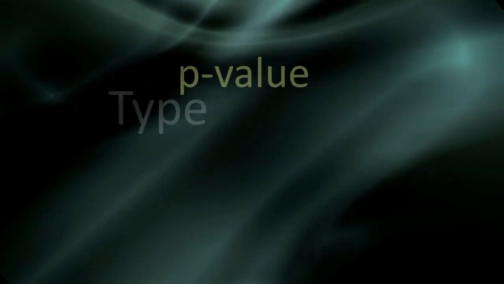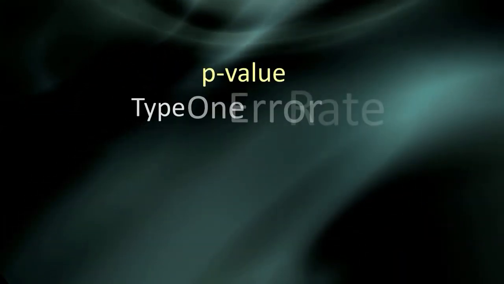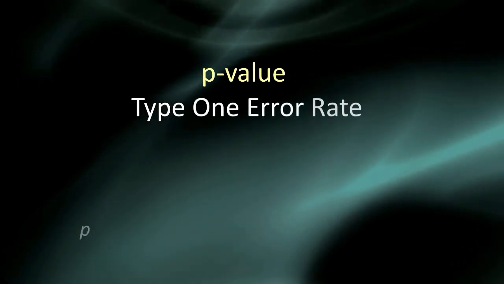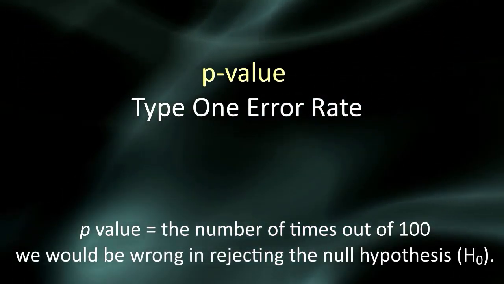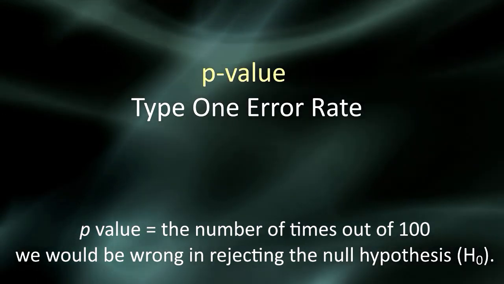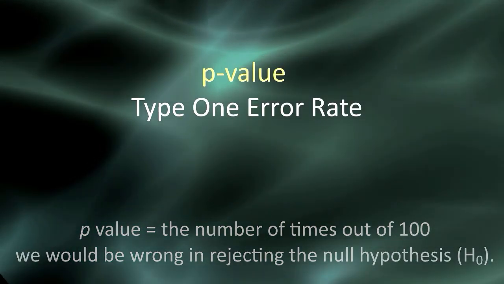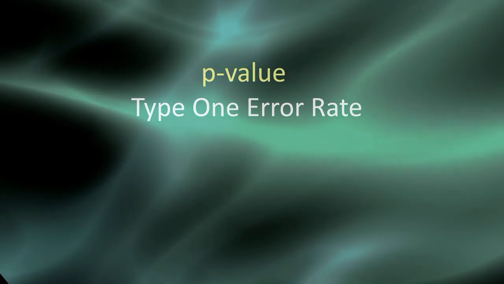This p-value is also known as the type 1 error rate, since it denotes the number of times we would be wrong to reject the null hypothesis when it was true. Rejecting the null hypothesis when it's true is also called a type 1 error.